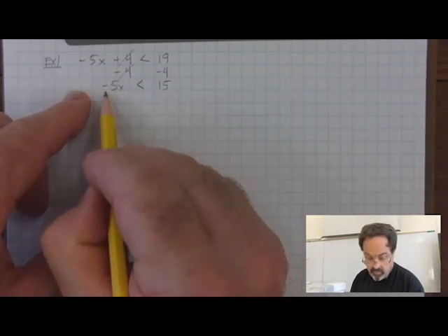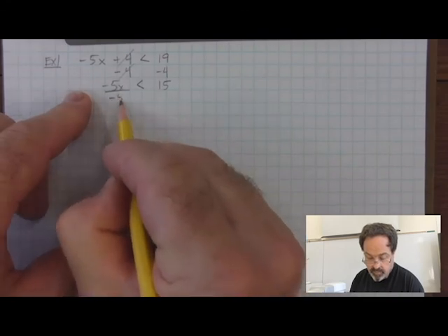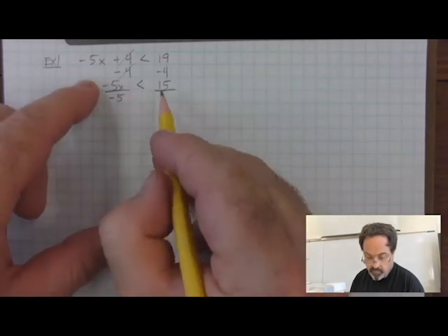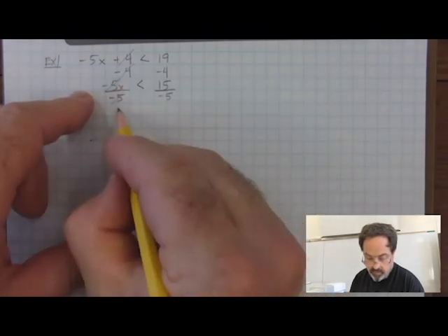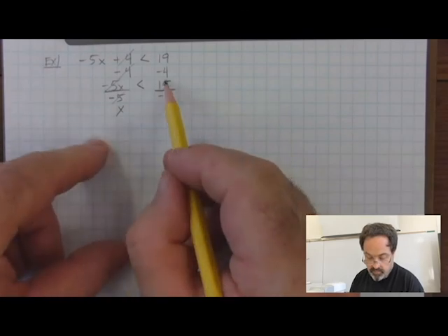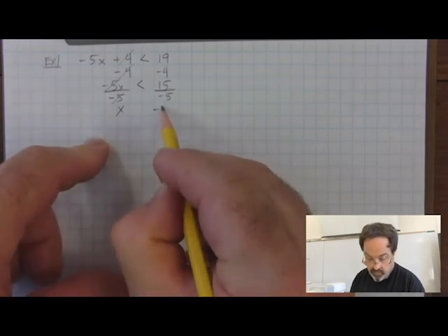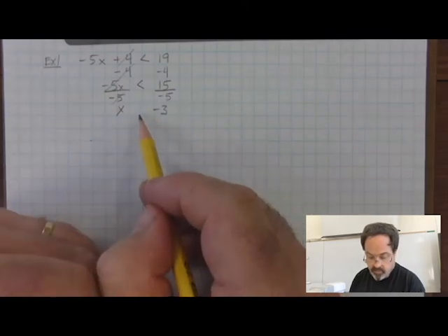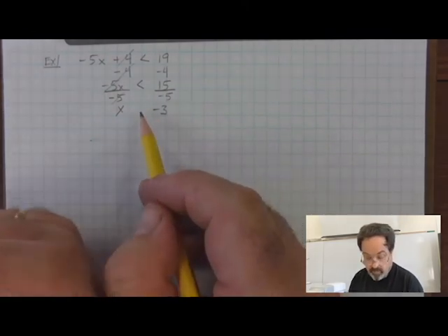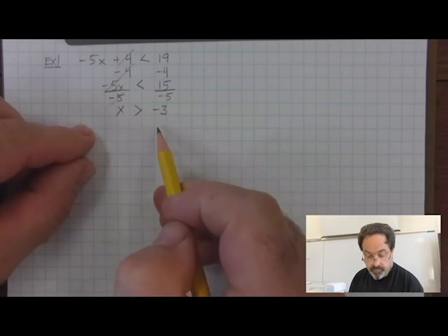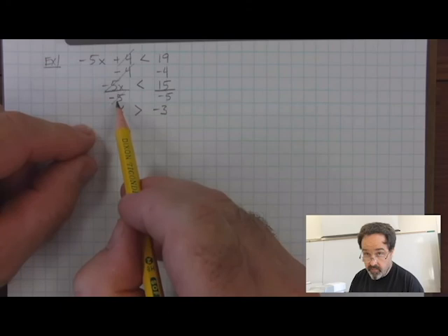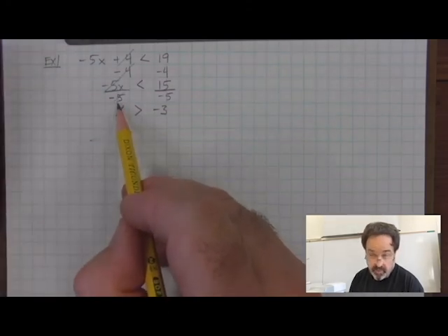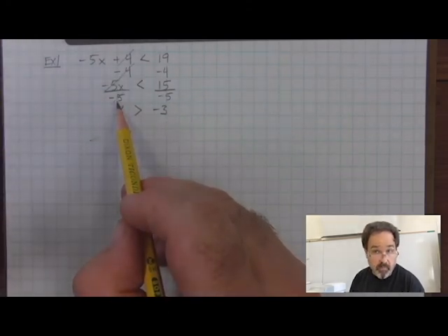In this next step, I'm going to divide by negative 5 to undo multiplying by negative 5. When I do, the negative 5's will cancel out, leaving x by itself. On the other side, 15 divided by negative 5 is negative 3. The symbol in between is not the same. I have to switch direction. The reason why I switch direction is because I divided by a negative number. I divided by negative 5, which is also the same thing as multiplying by negative 1/5.